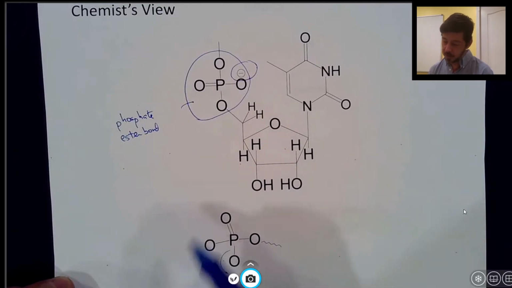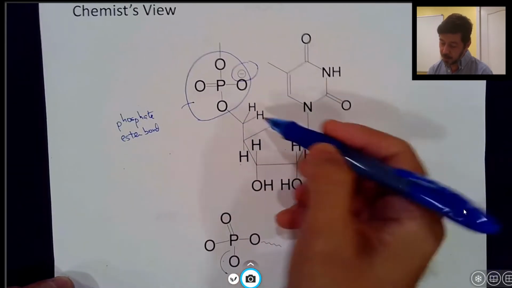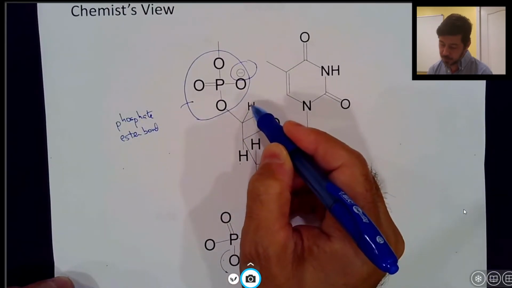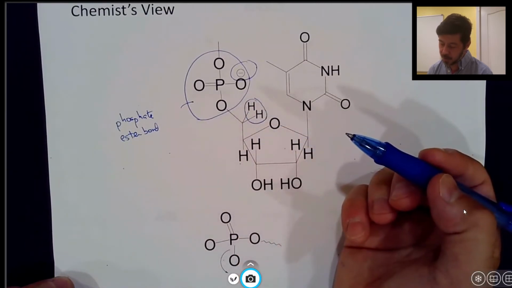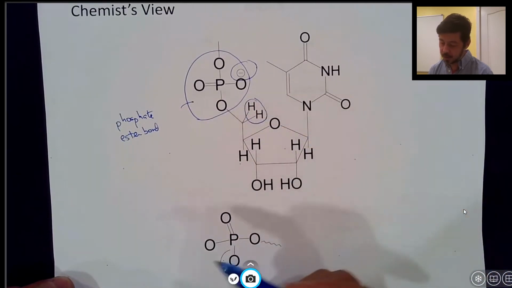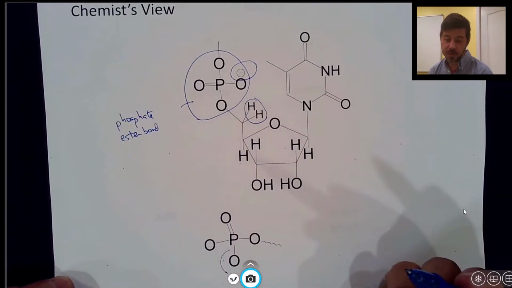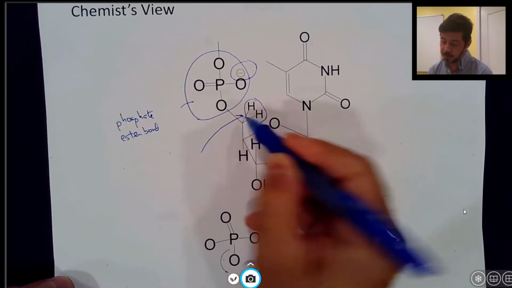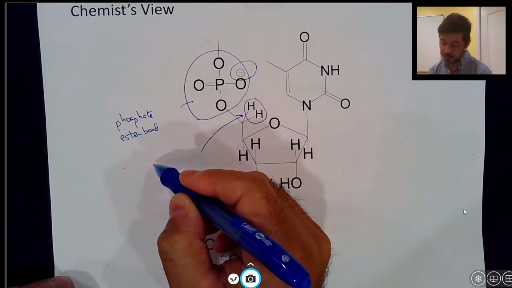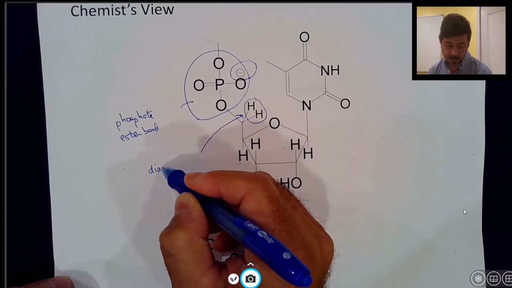If we move away from this phosphate ester bond, you have here a couple of protons, and anyone that studies organic chemistry and understands the intrinsic properties of proton NMR spectra understands that these would be diastereotopic protons, and these could be visualized on an NMR as diastereotopic protons.